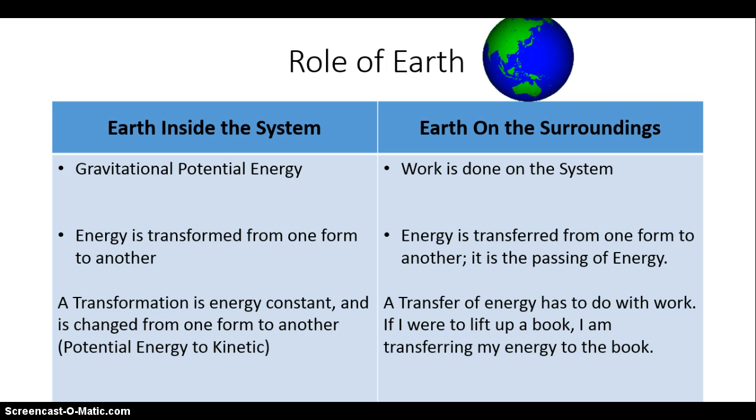Energy in this case is transformed from one form to another. When a roller coaster is at the top of a hill and slowly starts to come down, energy is transformed from potential energy to kinetic energy. A transformation of energy is energy constant, of course, because energy is never lost, and is changed from one form to another form of energy in an equal manner.